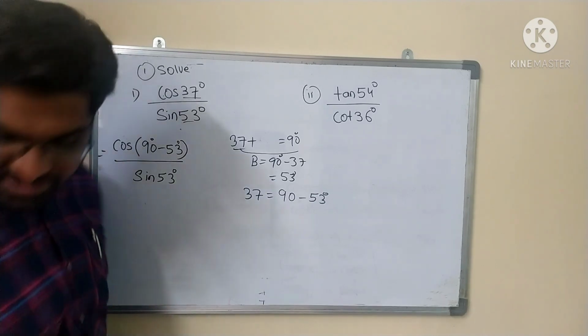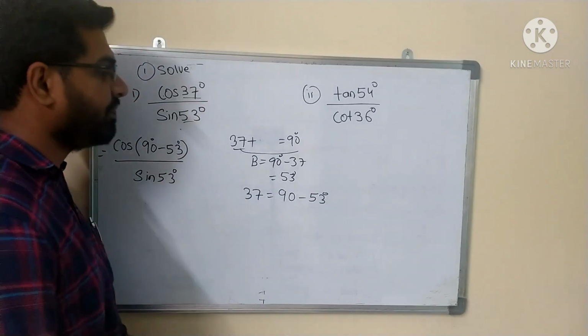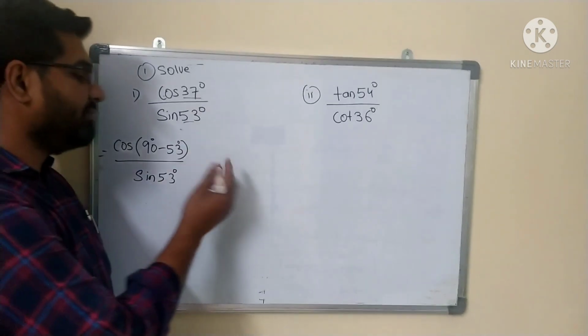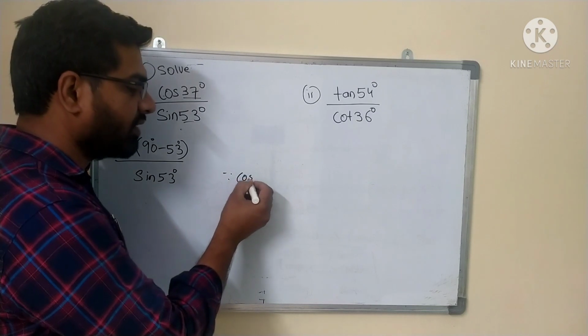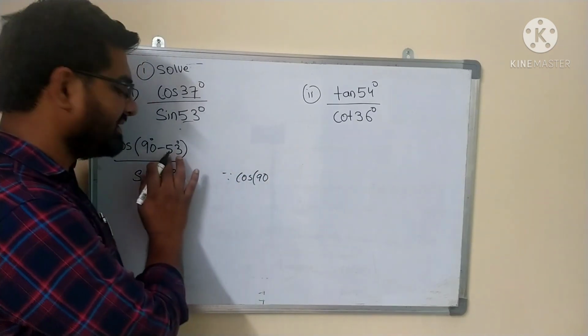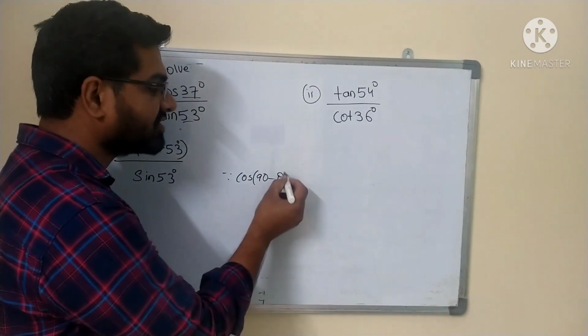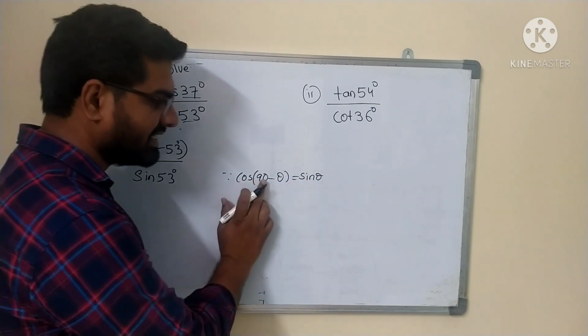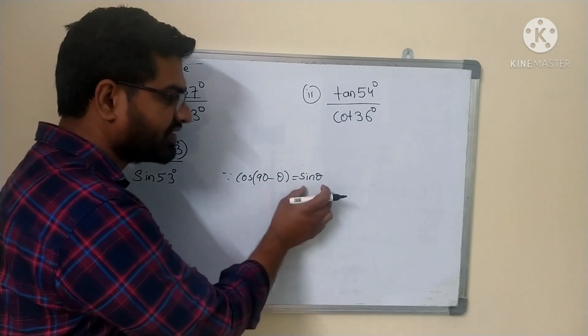So now what I have seen here is cos of 90 minus theta, we have the complementary angle formula. Cos of 90 minus theta, we know the formula is sine theta. Cos changes to sine, that becomes sine theta.